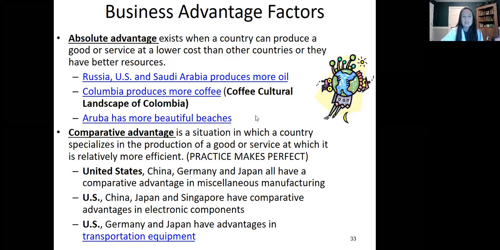All right, so let's continue with our PowerPoint. Let's take a look at a couple of these examples. An absolute advantage exists when a country can produce a good or service at a lower cost than other countries, or they have better resources.